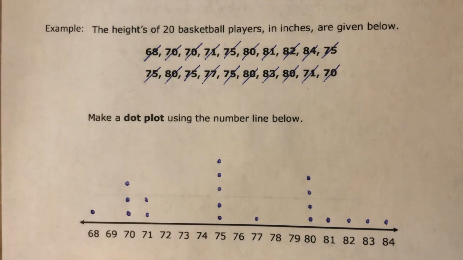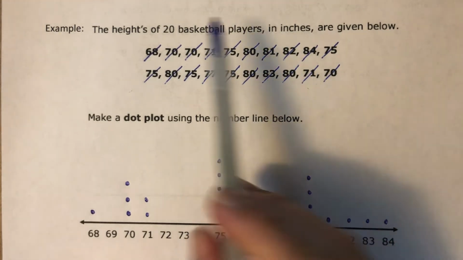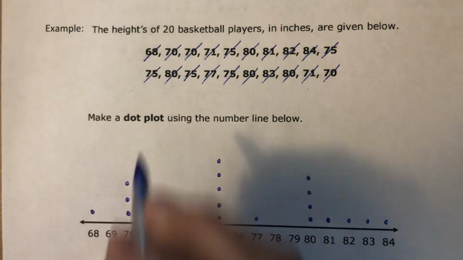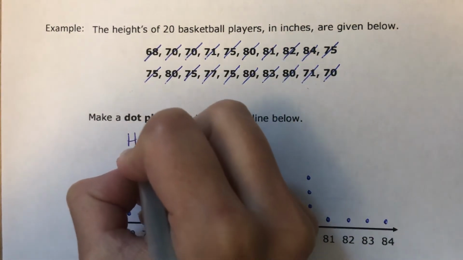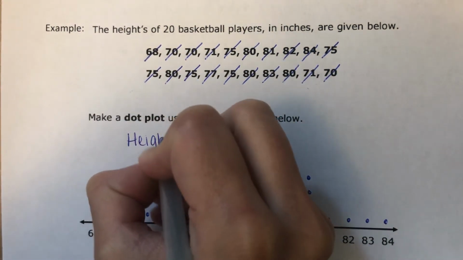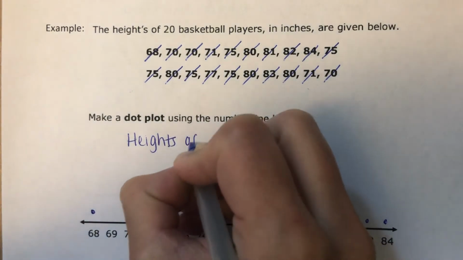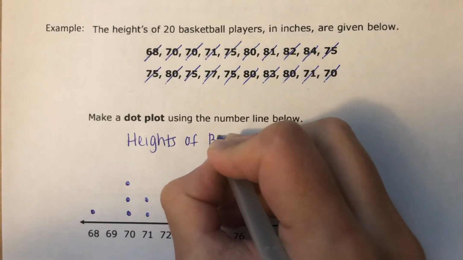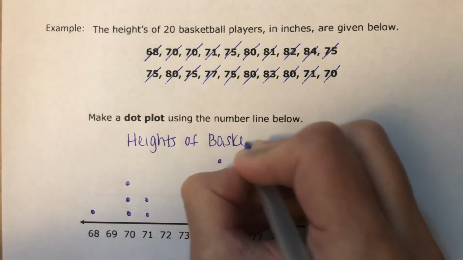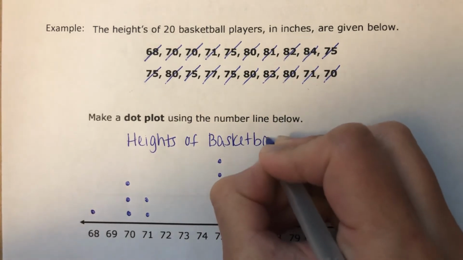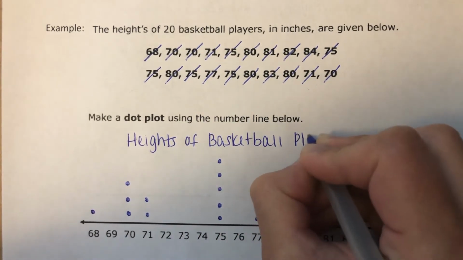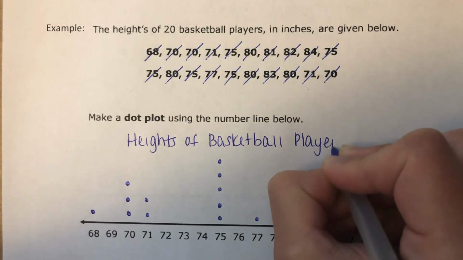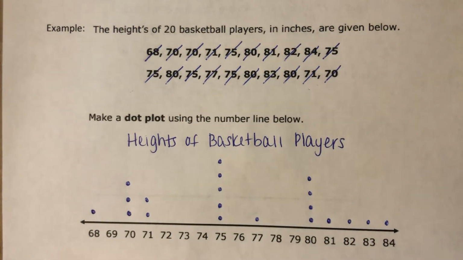So there's all my dots plotted. And then the last thing you have to do to get full credit is to give it a title. These were the heights of basketball players, so I'll write it above here. Heights of basketball players. And that's how you make a dot plot.